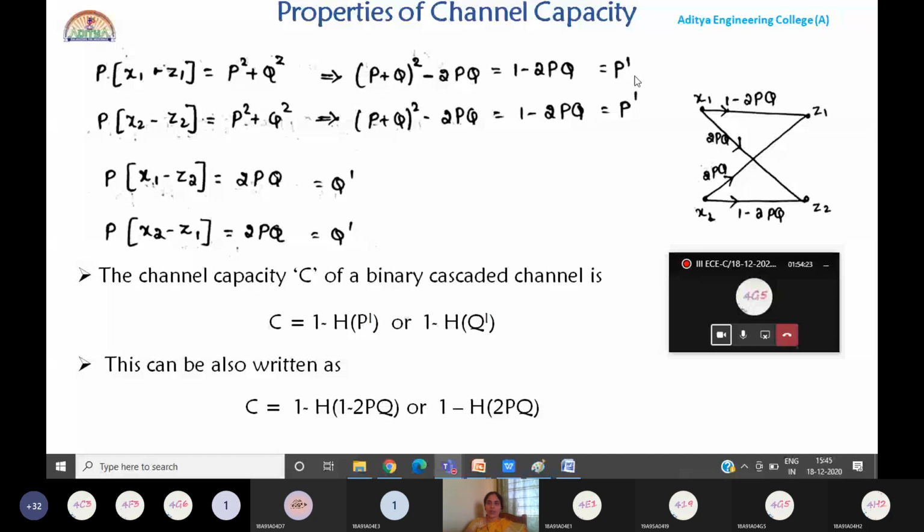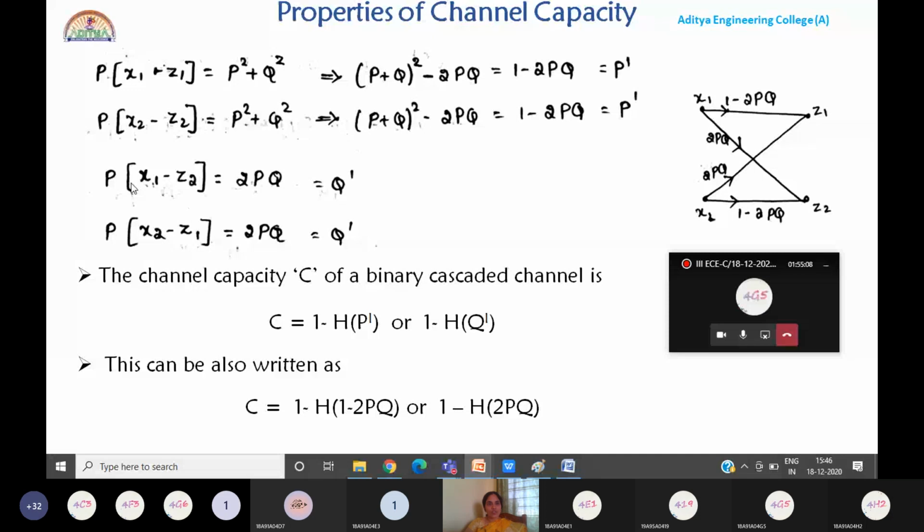So it is equal to p dash. We are assuming it as p dash. So p plus q whole square minus 2pq, and this p plus q is nothing but 1. So 1 minus 2pq, which we can write as p dash, because it is a forward probability. Similarly, what is the probability of x2 to z2? Once again, it is p square plus q square, which we represent as p plus q whole square minus 2pq, where p plus q is 1. So 1 minus 2pq, which is p dash.